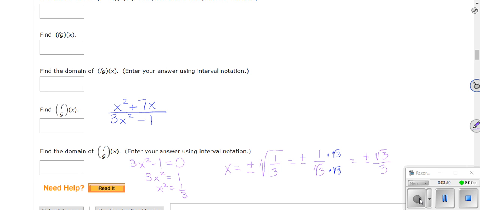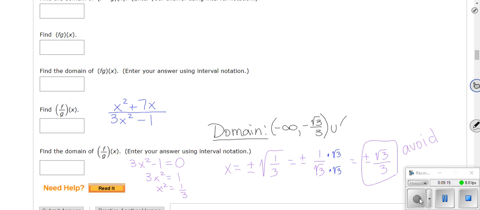So that is what we have to avoid. Okay, we have to avoid this point in our denominator. So we have to avoid that in the domain. Okay, so our domain then, I'm going to just write it above here. Our domain is going to be from negative infinity up to negative root 3 over 3, union, negative root 3 over 3 to positive root 3 over 3. Sorry, I'm running out of room. Union, root 3 over 3 to infinity.